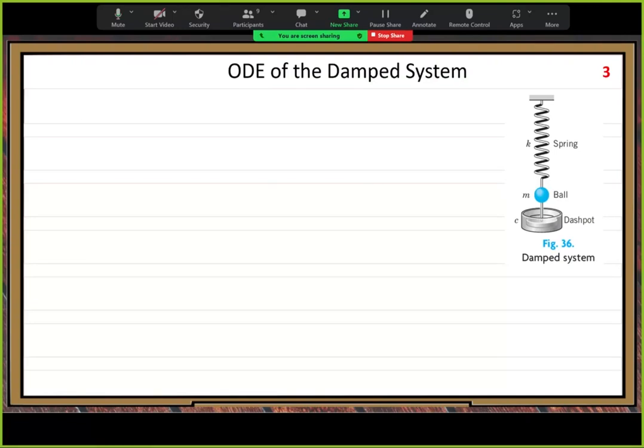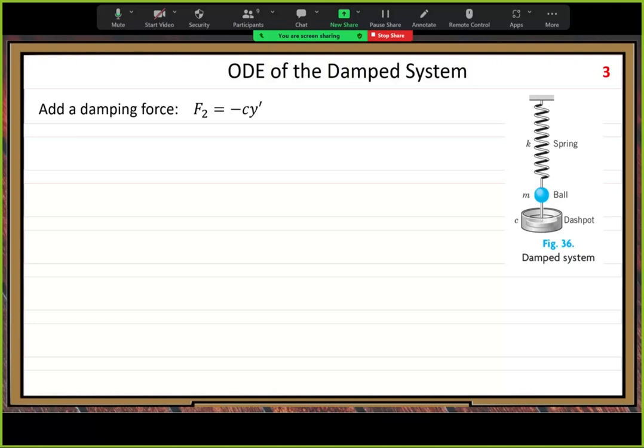All right, add a damping force this time. So we introduce a new force, F2. The damping force has this property: F2 equals negative constant C, with C to be determined, times y prime. Y prime is the velocity of this ball.